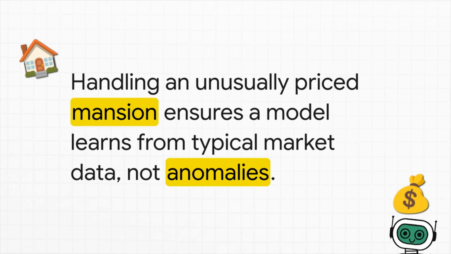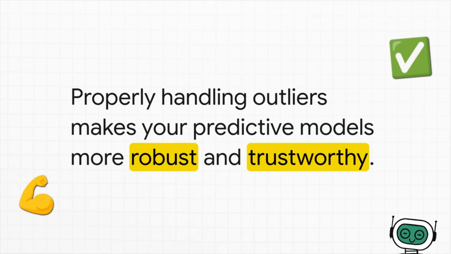Think about a model to predict house prices. If most of your data is for normal suburban homes, but you have one data point for a $10 million mansion, that single mansion can completely warp your model's understanding of price. By dealing with that outlier, you're making sure your model learns from the typical houses, not the crazy one-off anomalies. And that's really the whole point. Dealing with outliers isn't about cleaning up messy data for the sake of it. It's about building models that are stronger, more accurate, and that you can actually trust.